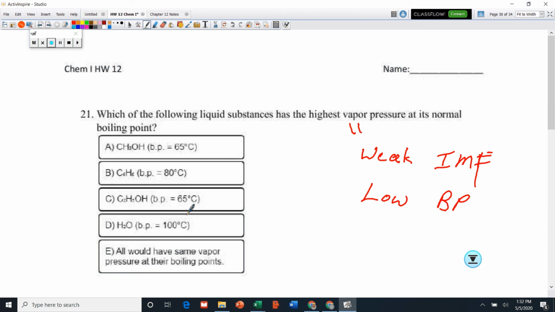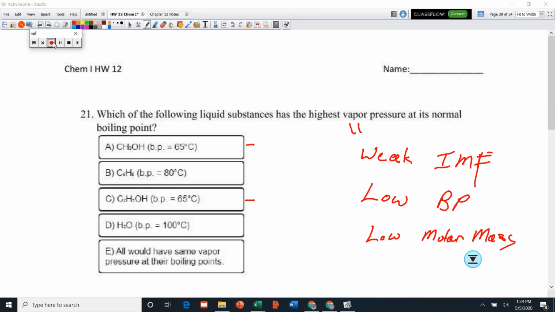And so here, notice that these two both have the same boiling point. Now what we need to look at is which one has the weakest IMF, and that could be from mass. So the smaller mass is going to have the weaker IMF. So weak IMF, low boiling point, low molar mass. Those are the three criteria you need to look at for that one.